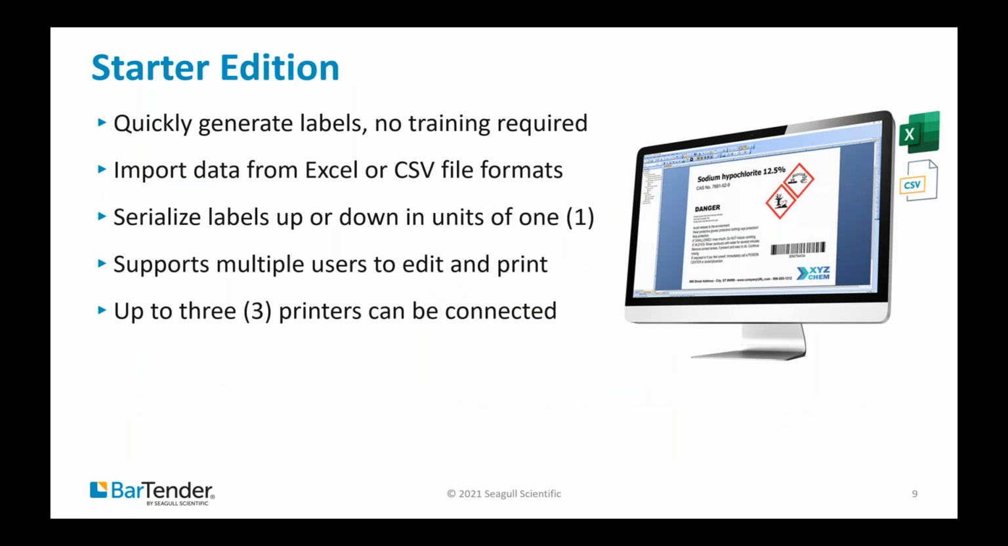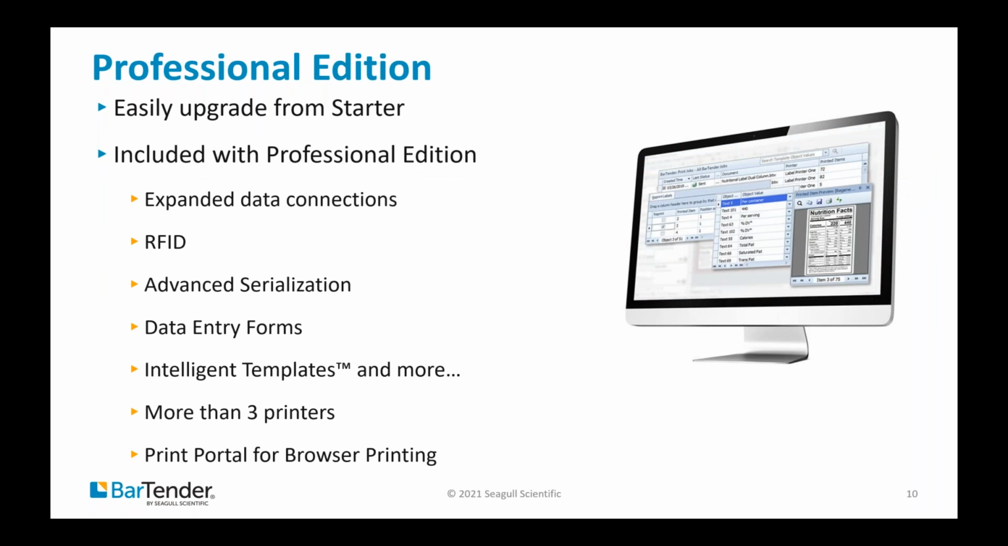In Starter, this is really for people who are just starting out. They need basic labels. You're probably doing stuff from Excel. Your serialization is really simple, and you can support it up to 3 printers. We're going to be using Professional today, which is again an easy upgrade. You have more databases you can tie into. We add RFID support, advanced serialization, data entry forms, a whole bunch more, and you can grow past 3 printers. You can grow to as many printers as you want.